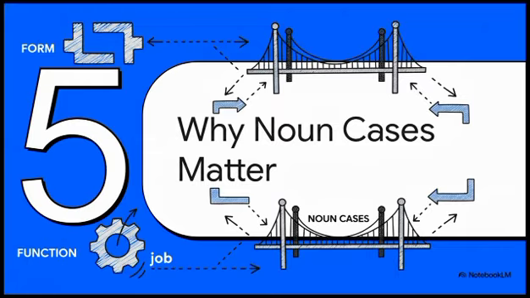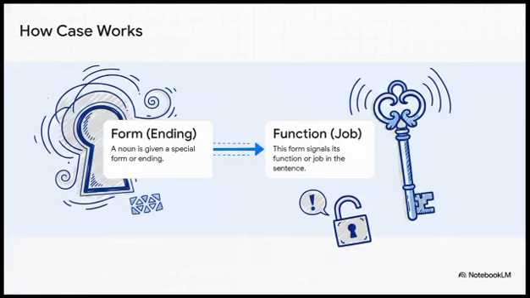So this is where it all clicks together. You have the form, that special ending, and you have the function, the job it's doing. Noun cases are just the bridge that connects the two. The whole thing really is a simple two-step process. First, a noun gets a special ending. That's its form. And second, that new ending acts as a crystal clear signal that tells you, the reader, exactly what that noun's function or job is in that sentence. It's like a secret code, and the ending is the key.